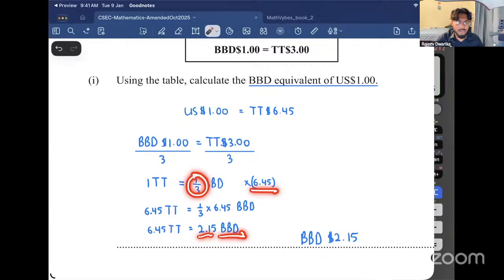Do you understand? That's it. Understand the steps you took.